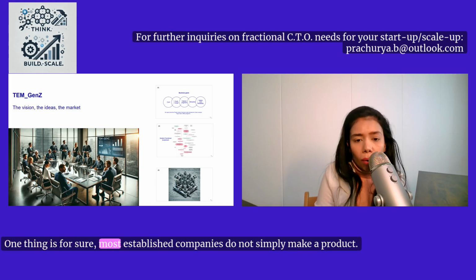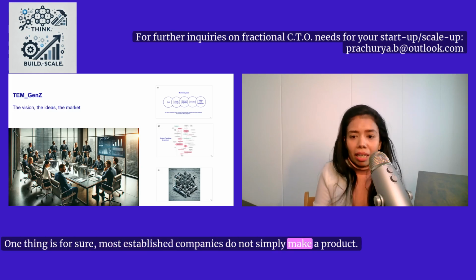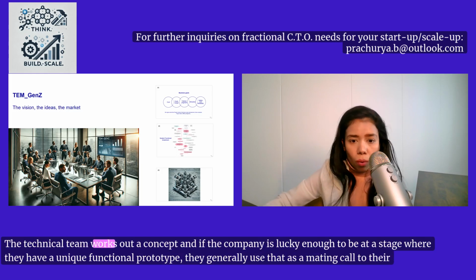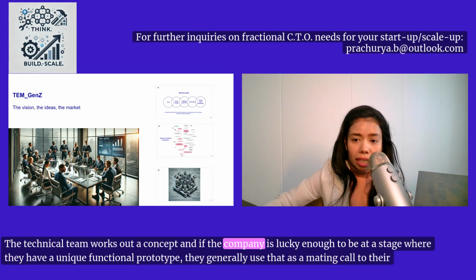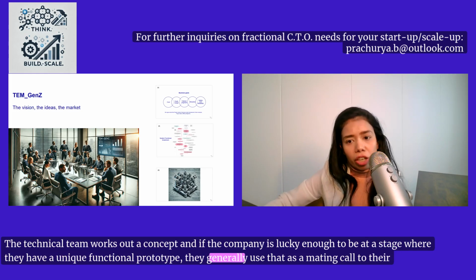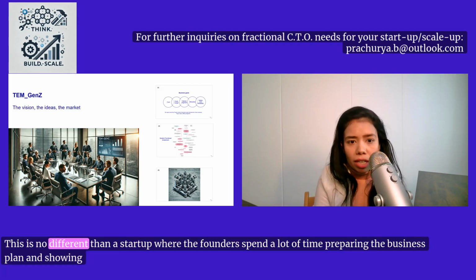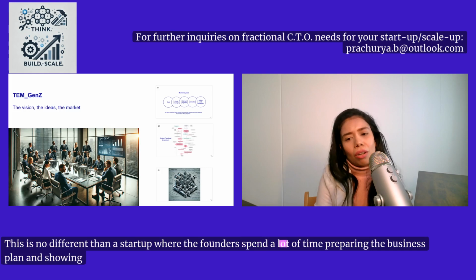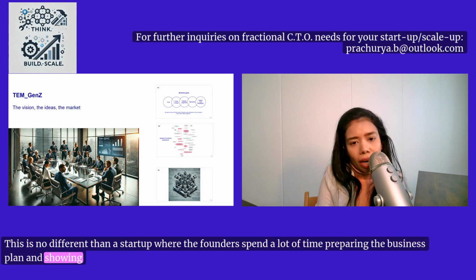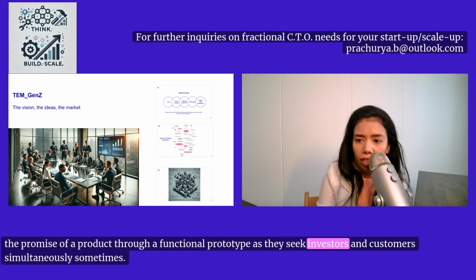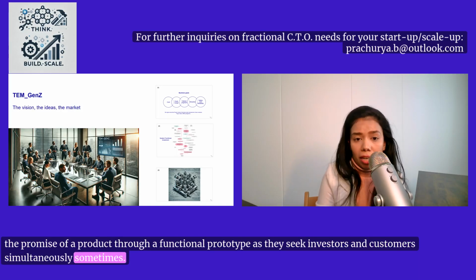One thing is for sure, most established companies do not simply make a product. They find a buyer first, and spend a lot of time convincing and winning the customer over. The technical team works out a concept. And if the company is lucky enough to be at a stage where they have a unique functional prototype, they generally use that as a mating call to their customers. This is no different from a startup, where the founders spend a lot of time preparing the business plan and showing the promise of a product through a functional prototype as they seek investors and customers, sometimes simultaneously.